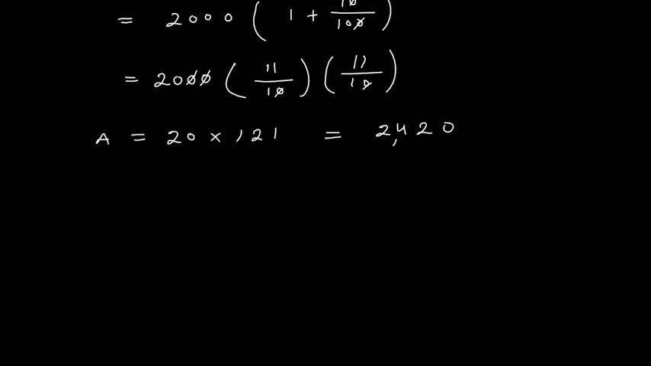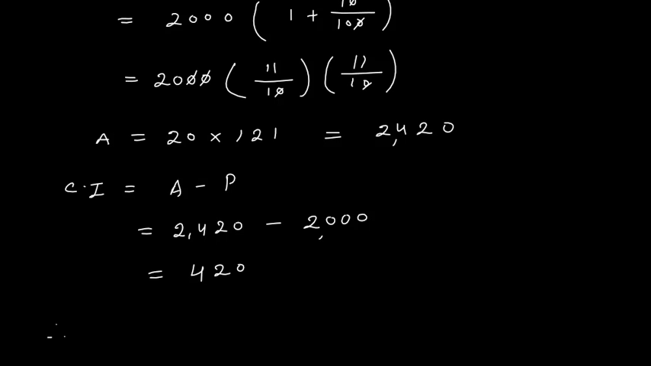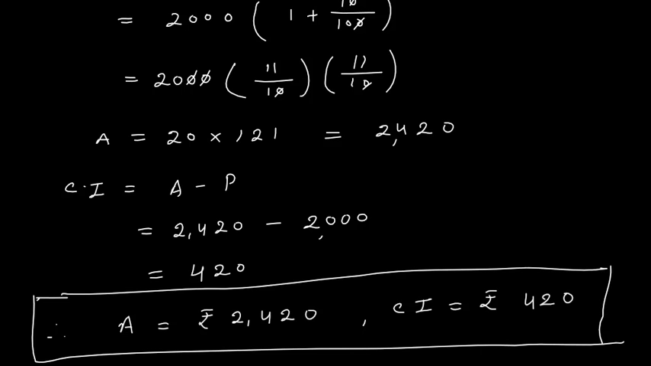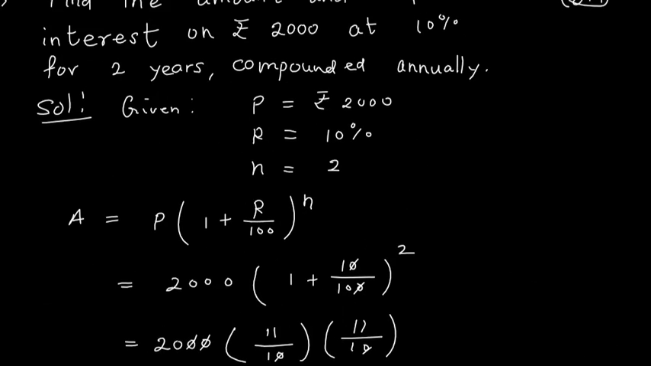So we got total amount and now compound interest. Compound interest will be amount minus principal. Amount is 2420 and principal is 2000. So compound interest is 420. So finally you can write, therefore amount is rupees 2420 and your compound interest is rupees 420. So this is your final answer. Simple question? Yes, easy to solve, right?